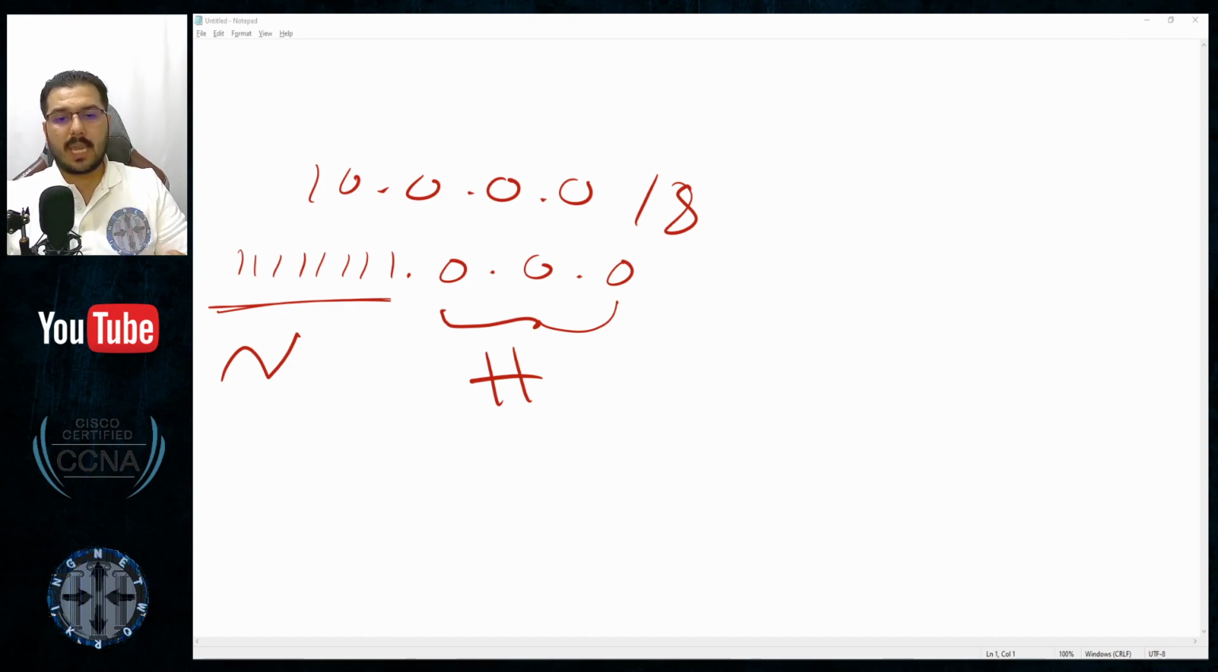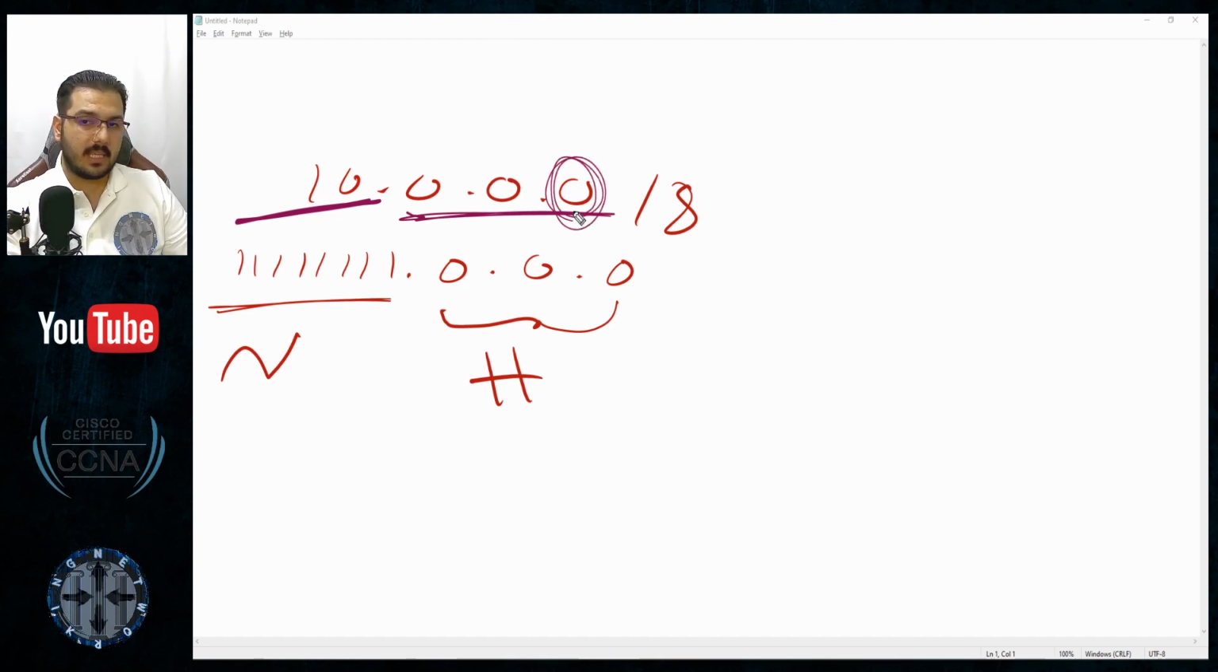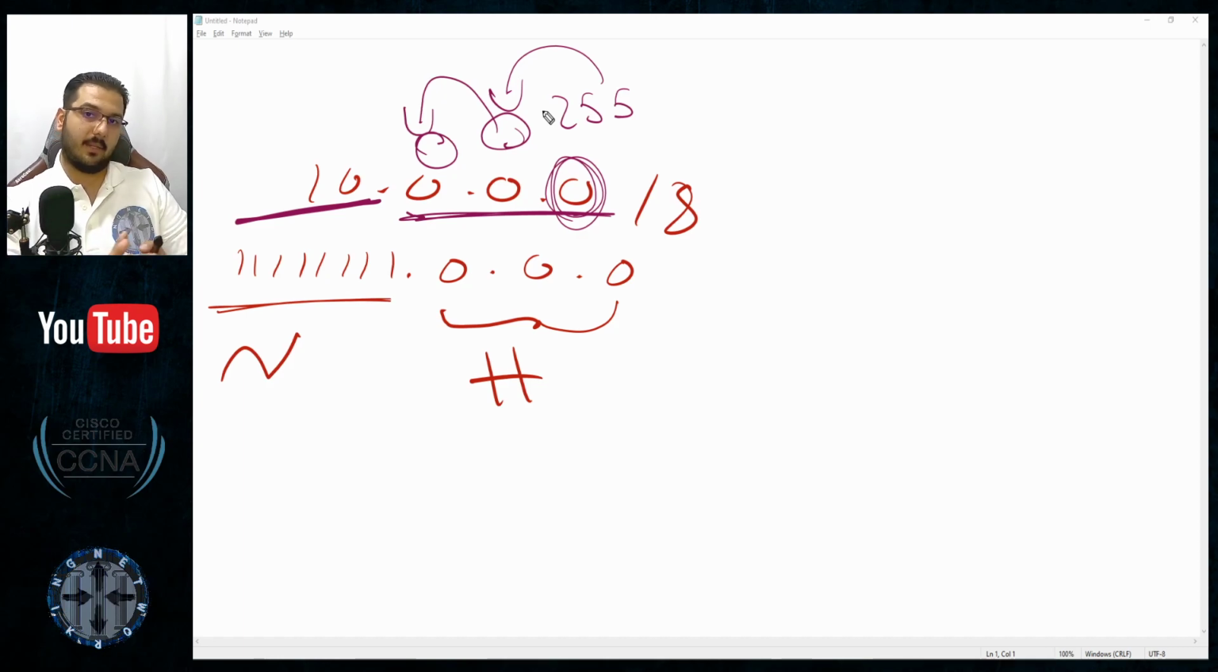Because you can change the house, you can't change the street. You are not the government. What I mean simply is that the network part cannot be changed, while the host part can be changed. That's why I kept modifying these until I reached the maximum of 255. Then I jumped until I replicated the same thing. Finally, we discovered the broadcast was 10.255.255.255, and that was the maximum.